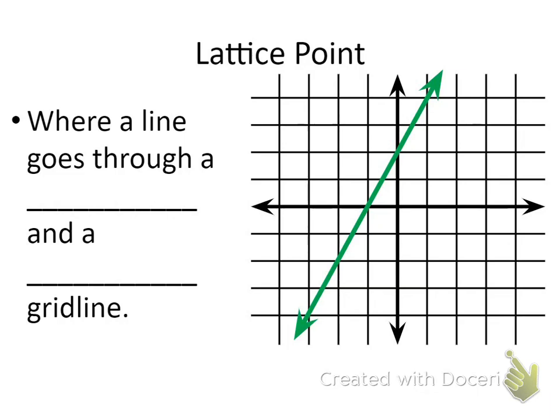Okay, where a line goes through a blank and a blank grid line. So what is a lattice point? A lattice point is where a line goes through a what and what type of grid line? X. Well, what's X mean? X is what line? Side to side, Y is up and down. So what's that side to side word mean? Horizontal. So a lattice point is where it goes through a horizontal and a vertical grid line.